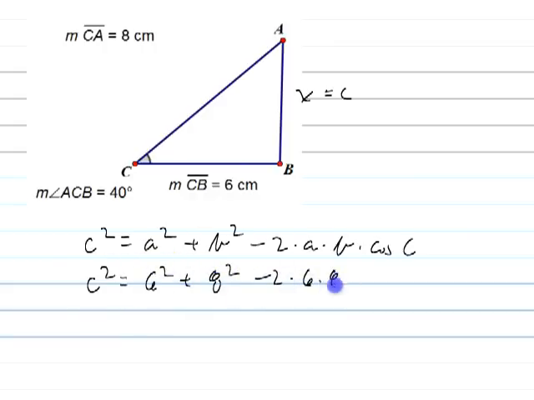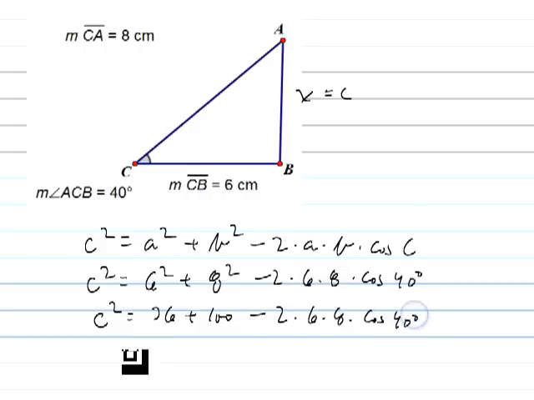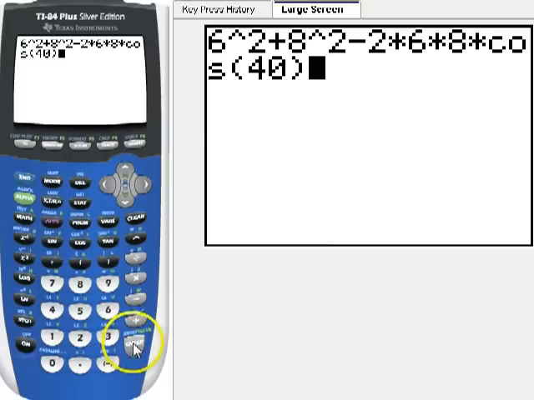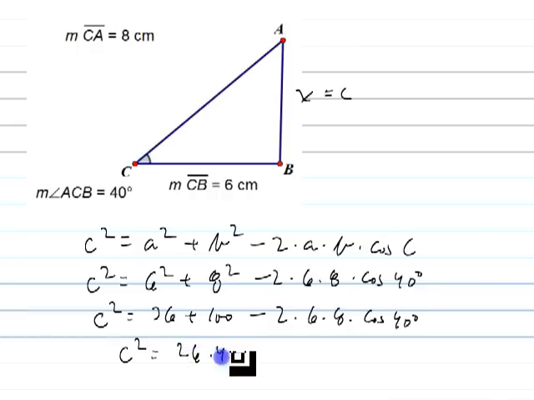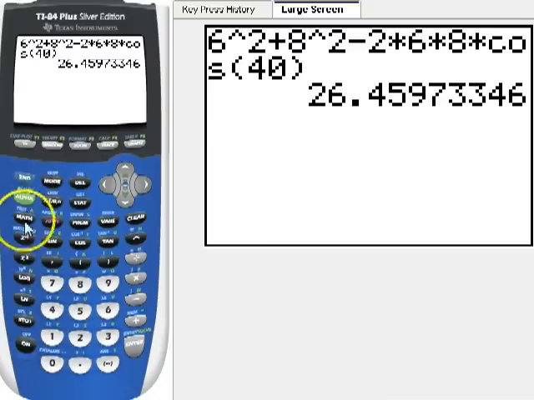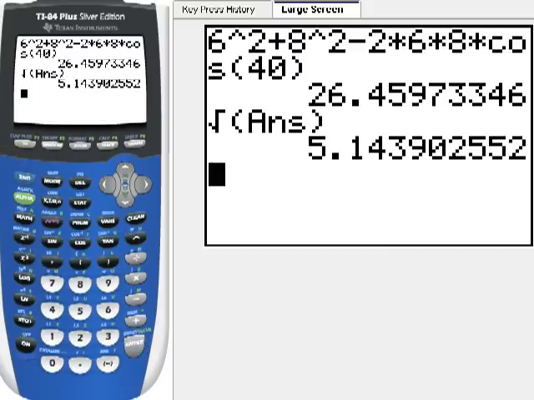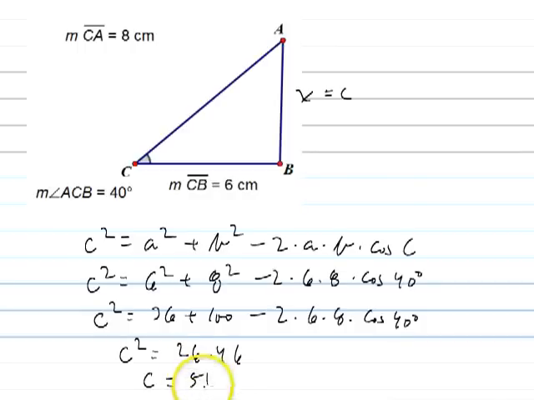The same 6 and 8 go in this spot. And now, I'll do a little bit of this by hand: 36 plus 64 is 100, minus 2 times 6 times 8 times cosine 40. If I throw this all into the calculator, I type this all in, I hit enter, and get 26.46, which means that if I take the square root of the previous answer, I get my answer of 5.14, which is the answer to this question. That's approximate, but it's pretty close.